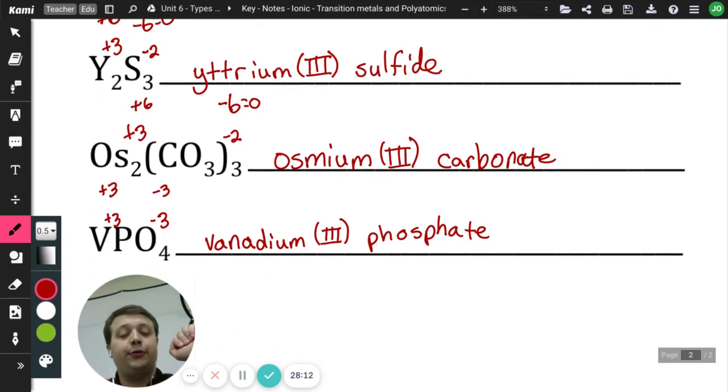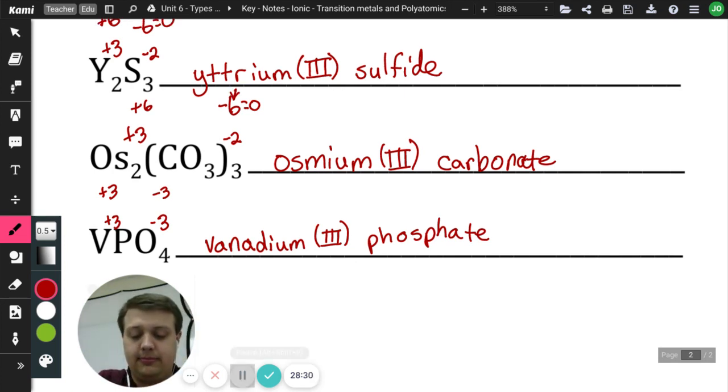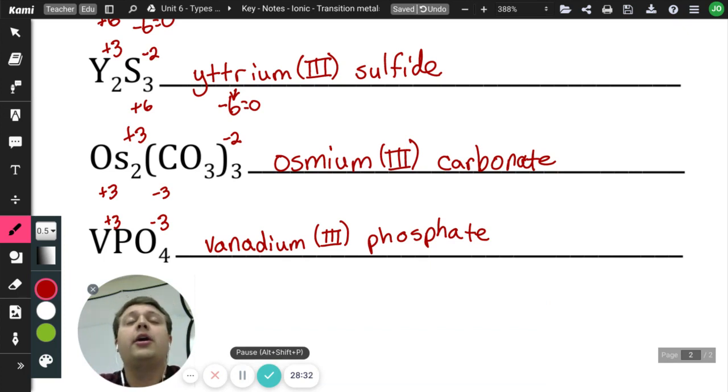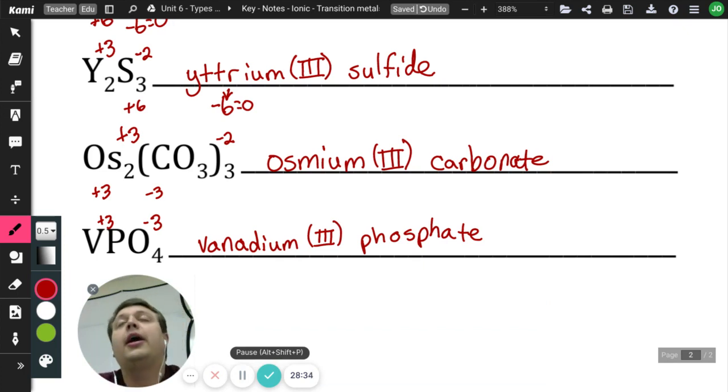Okay, moving on. I've got osmium with 2 of those, and then I've got carbonate with 3 of those. So then I have carbonate. I know that its charge is a -2 charge. It is on my list of polyatomic ions. So 3 times -2 gives me a total of -6. I need to cancel that out. So then I need a +6. I have 2 osmium there. So 2 times what number gives me a +6? 2 times 3. So I know my charge for osmium is 3. So osmium(III) carbonate.